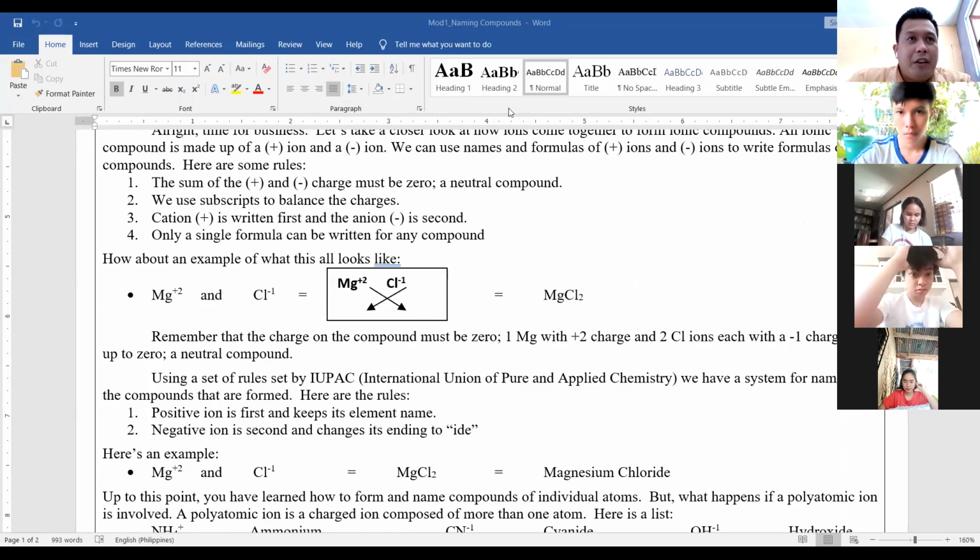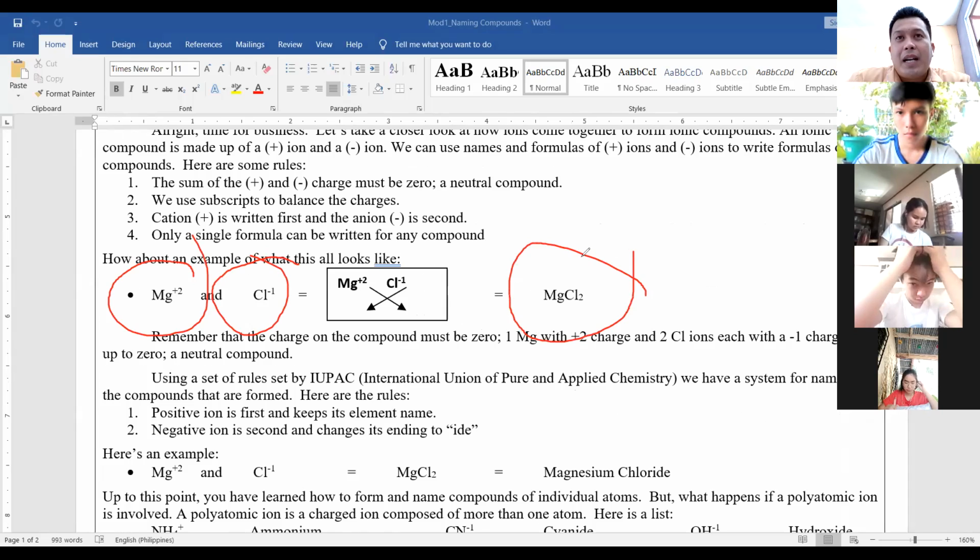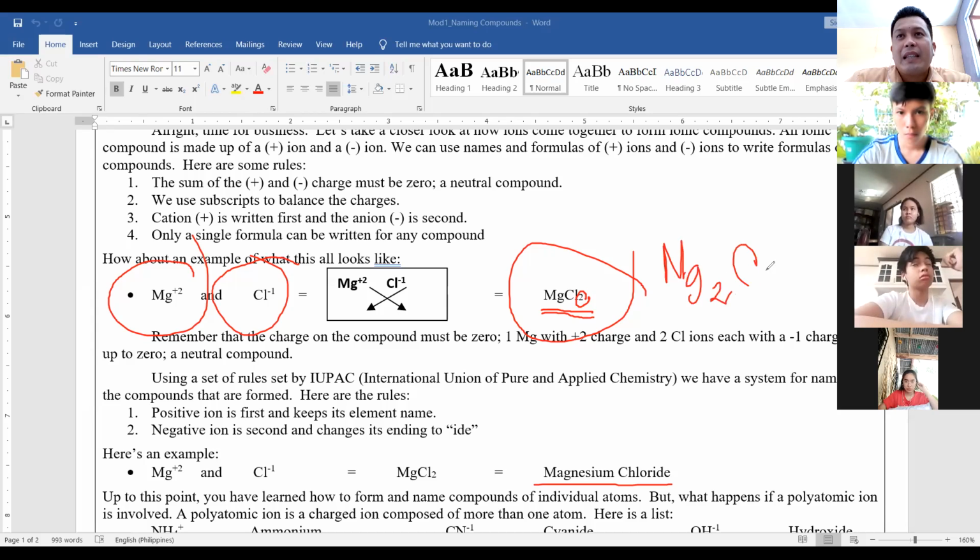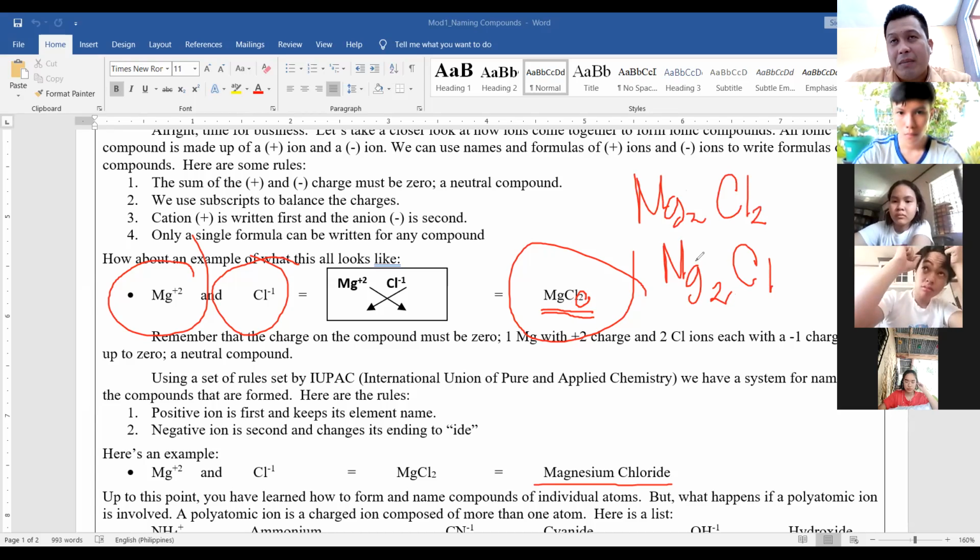In this example, you have magnesium and chlorine, giving you the molecule magnesium chloride. But how will we name this as magnesium chloride? Before we name this as magnesium chloride, understand the values that are present in the molecule. Why is this MgCl2 and not Mg2Cl? Why is this not Mg2Cl2? There must be a reason behind it.